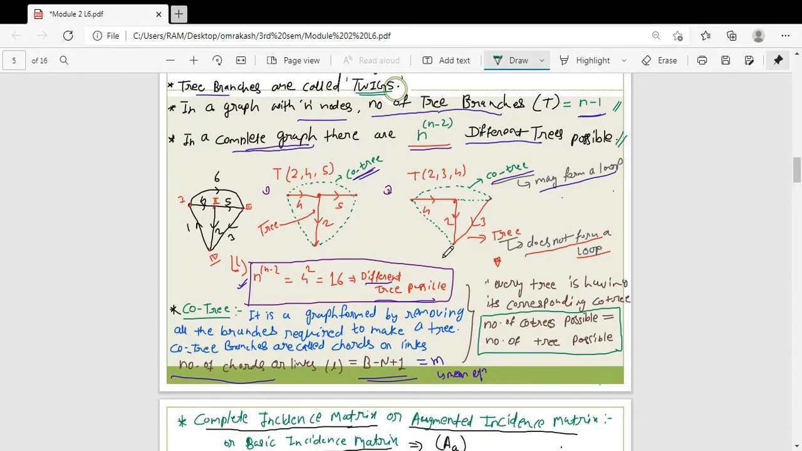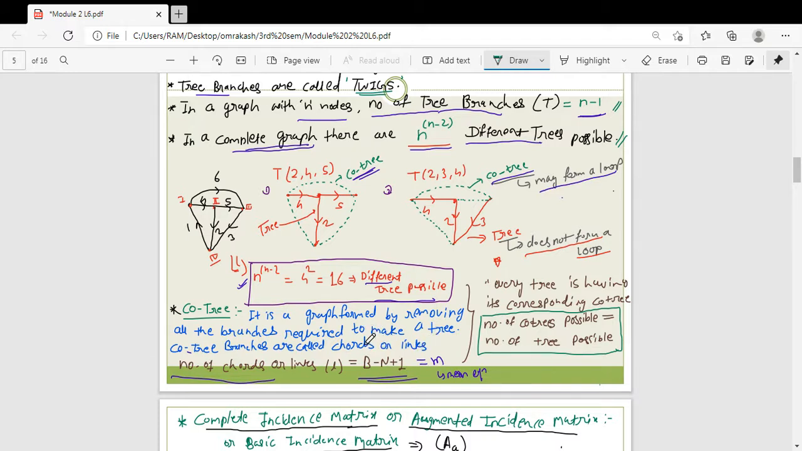And what is the possible number of different cotrees for this graph? What is the number of nodes? Four nodes, right? So 4 to the power of (4 minus 2) is equal to 16 different trees possible. So if 16 different trees are possible, then 16 different cotrees are also possible. Now see, a cotree is a graph formed by removing all the branches required to make a tree. Cotree branches are called chords or links.